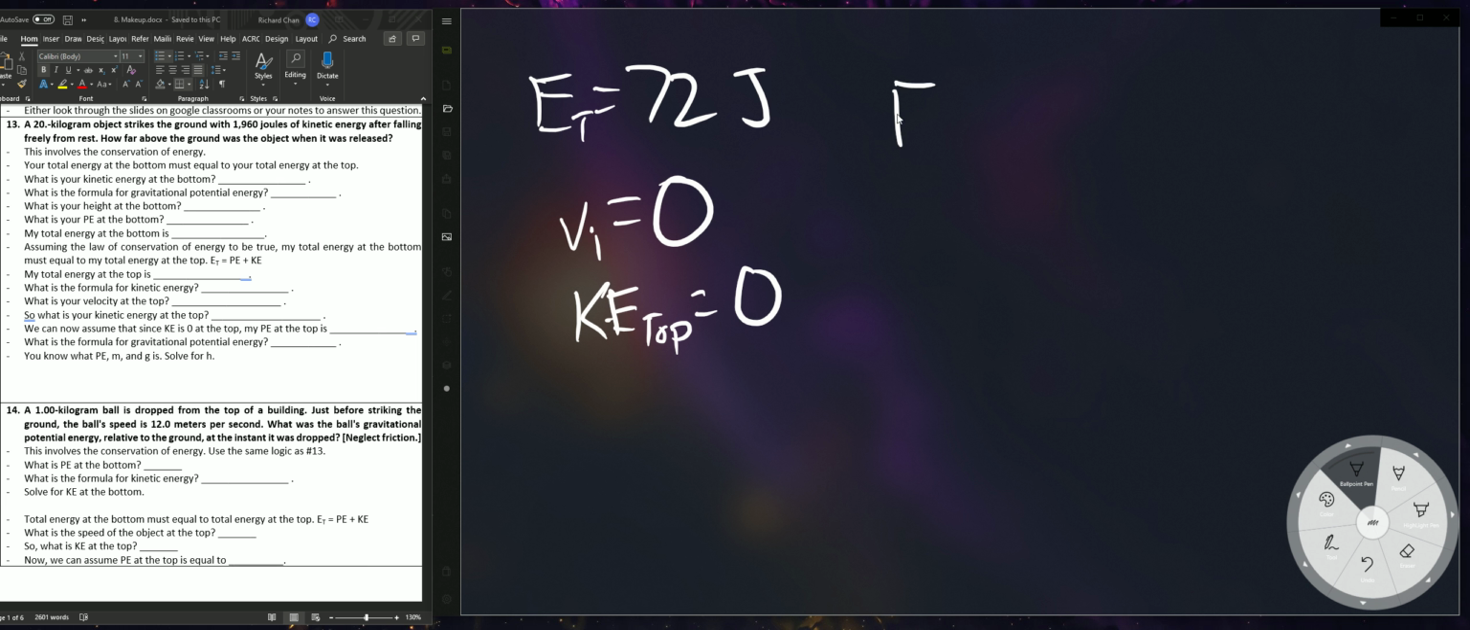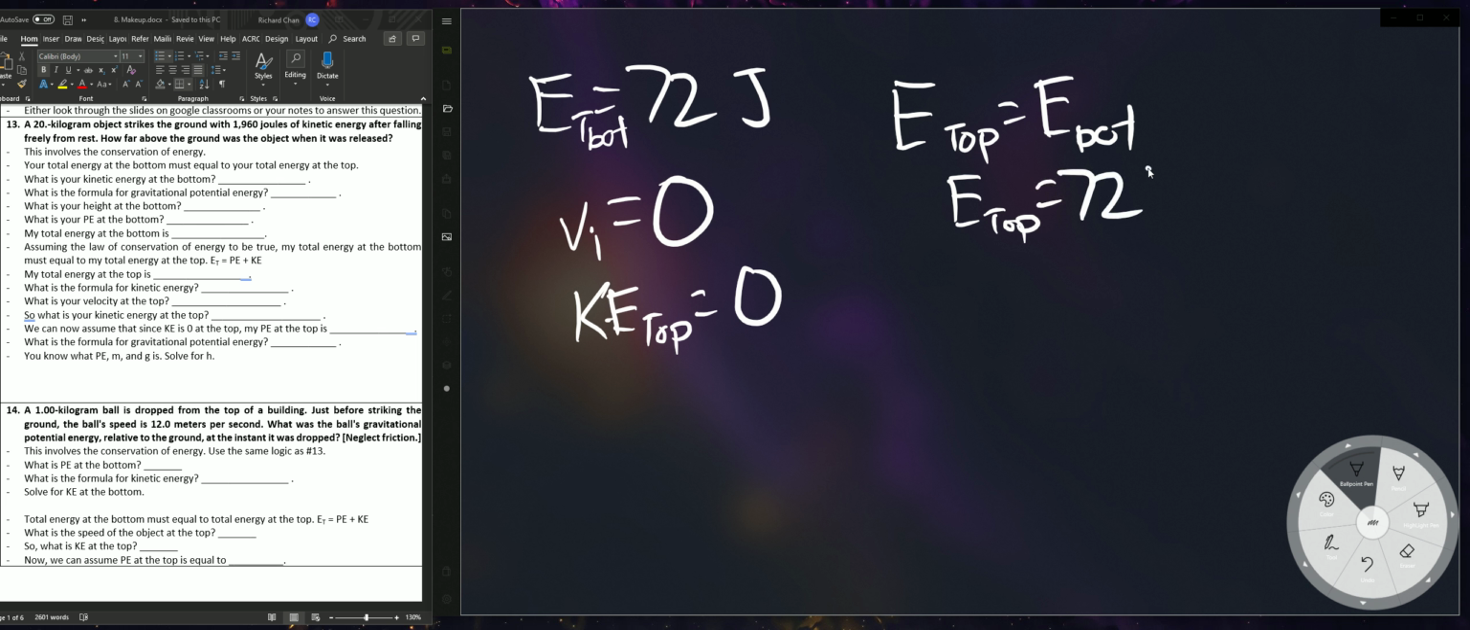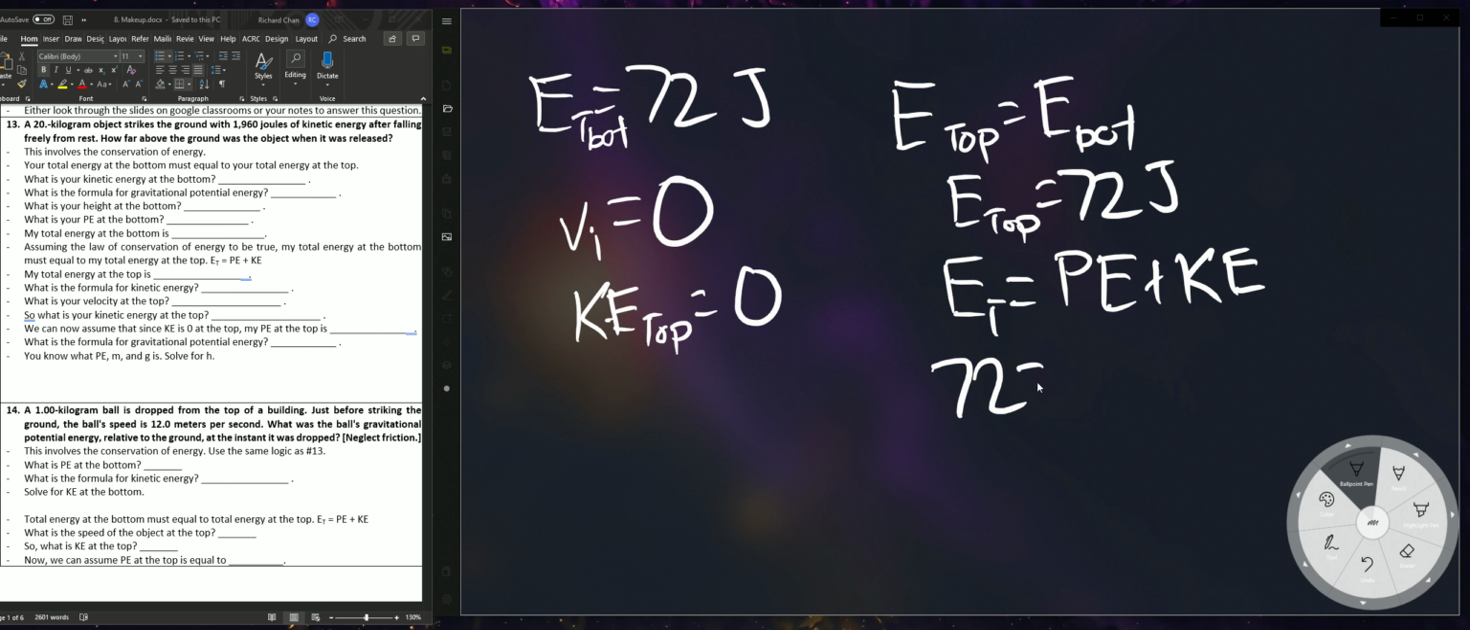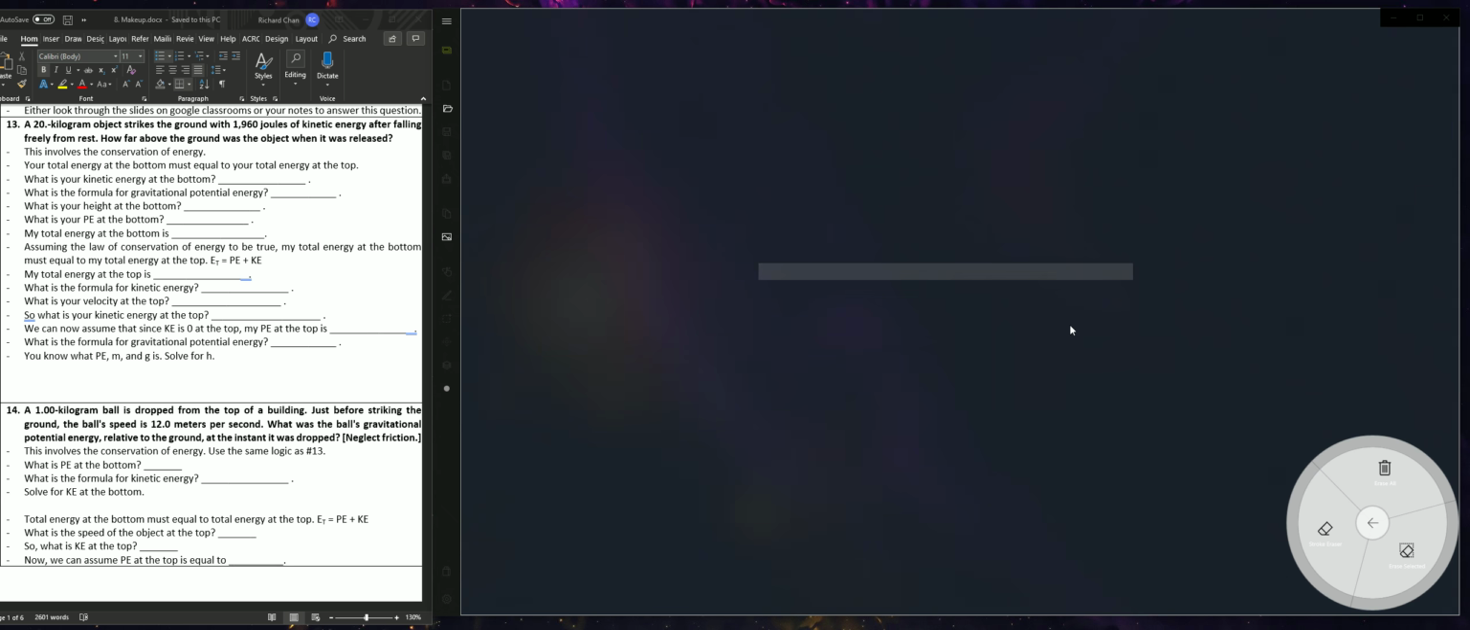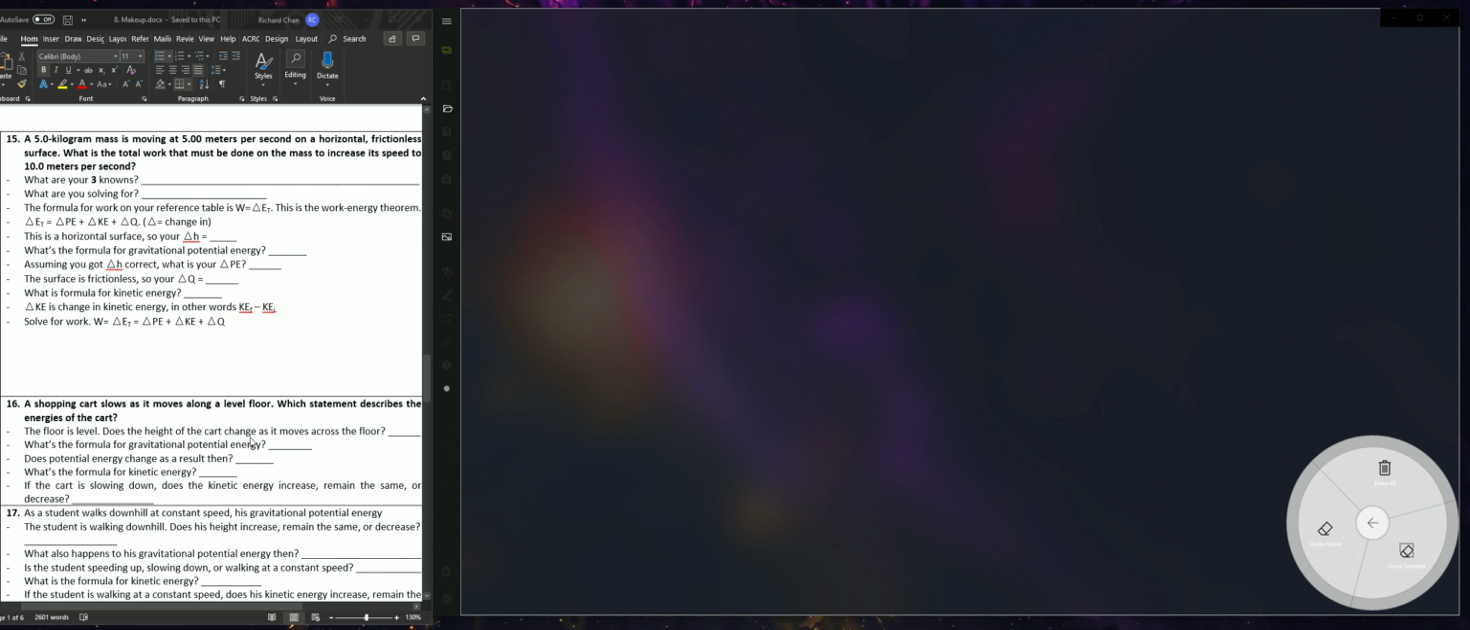Well, guess what? My energy at the top is equal to energy at the bottom, and energy at the top must equal 72 joules. We know that total energy is PE plus KE, so 72 is PE plus KE. We know that kinetic energy at the top is 0. Well, I guess all our energy is potential energy now, right? So now we move on. Just 11 more questions to go.